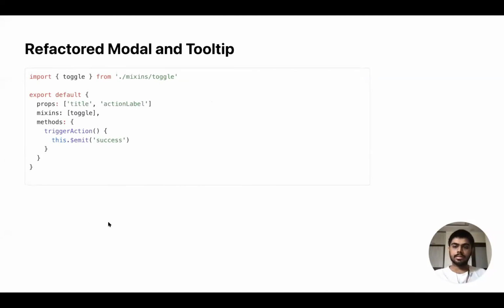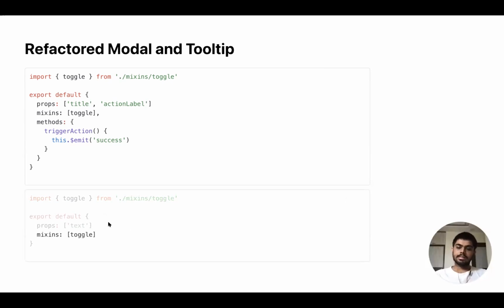And if you notice, the rest of the function remains as it is. And all the options from the toggle get mixed with this host component. And similarly, we can change the implementation for tooltip. And if you see, it's just props, it accepts the props and mixins. Of course, the template will be there.